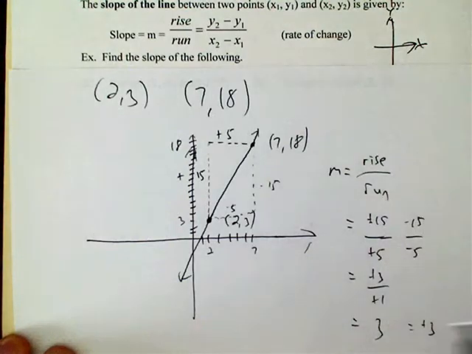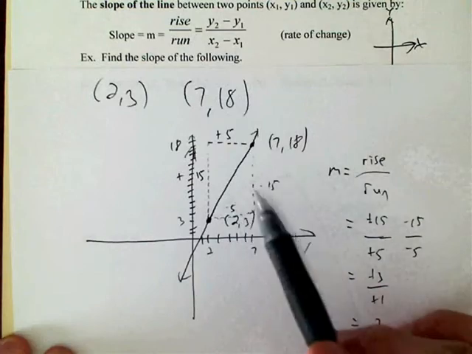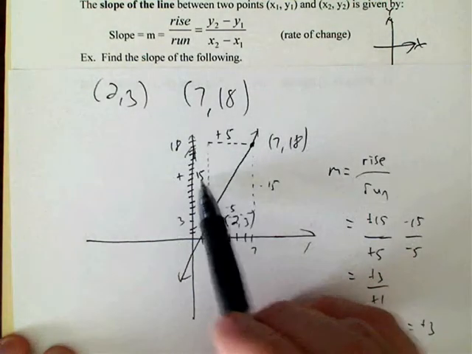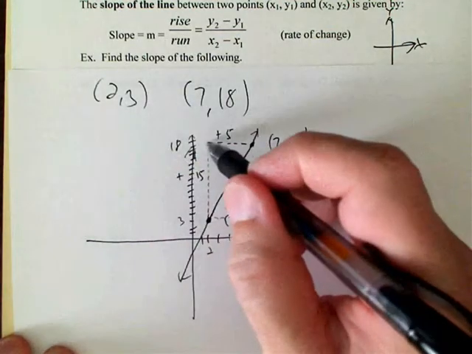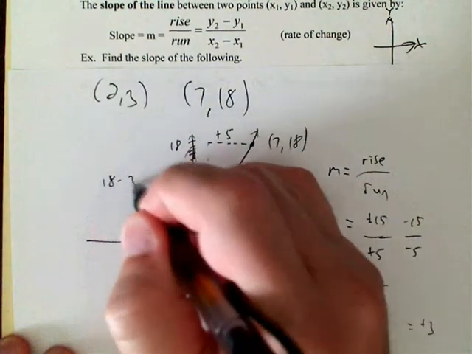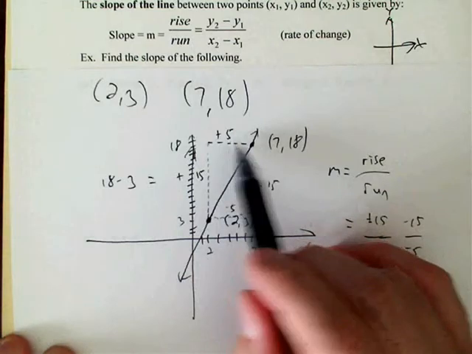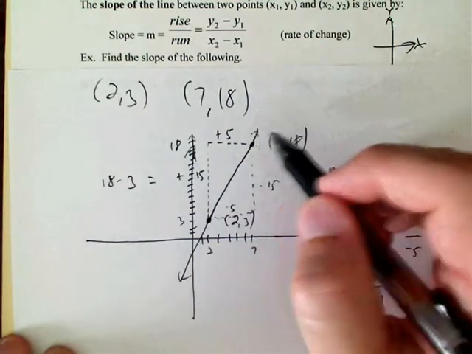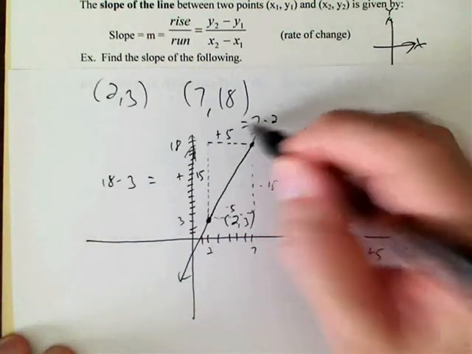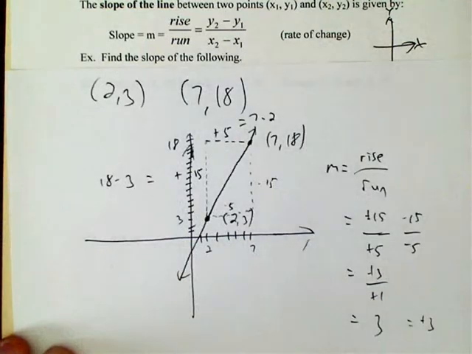Now, this formula right here simplifies the work as far as not having to draw pictures. Because if you look, all we did to find the 15, we just went this 18 y value and subtracted the 3 y value. And to get this x value of plus 5, all we did was subtract the x values. And we just went 7 minus 2. And that's what this formula does. It makes it a little bit easier for us without having to draw pictures continuously.